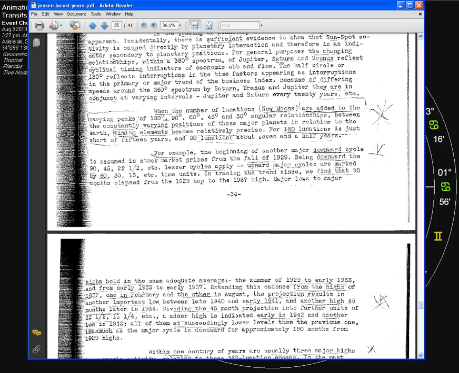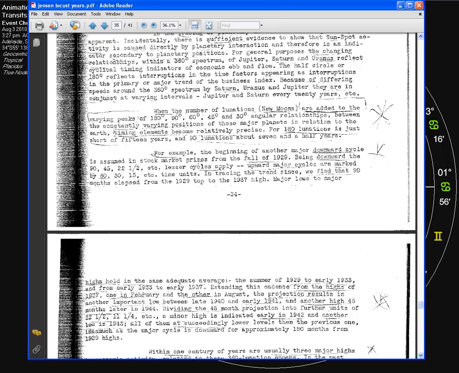Let's continue. When the number of lunations, new moons, are added to the varying peaks of 180 degrees, 90 degrees, 60 degrees, 45, and 30 degree angular relationships between the constantly varying positions of these major planets in relation to the Earth, timing elements become relatively precise.